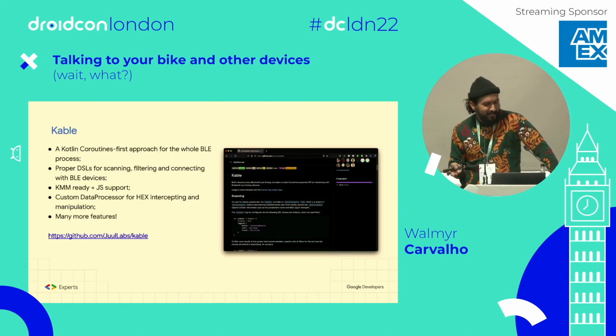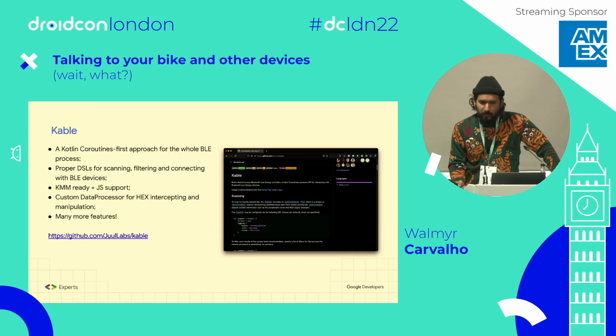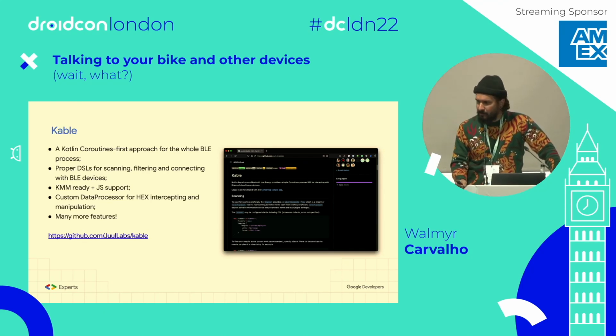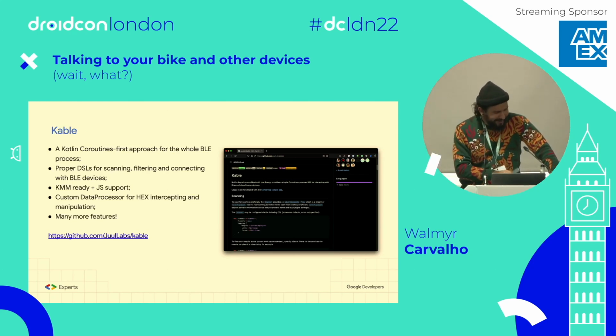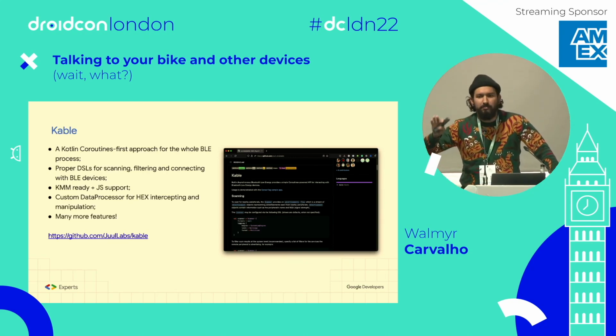If you're on the Kotlin coroutines-first approach, there's also a library called Cable, which is made by the guys from Juul Labs, the smoking device. Not promoting smoking here, please. Just promoting the library. It's good because they have proper DSLs for scanning, filtering, and connectivity to devices, which is good because it's focused on BLE devices.